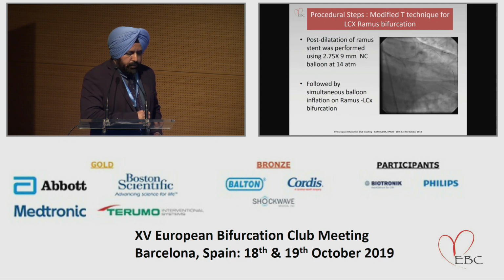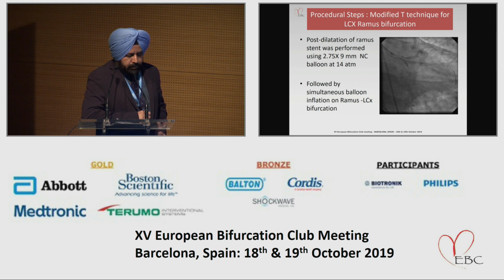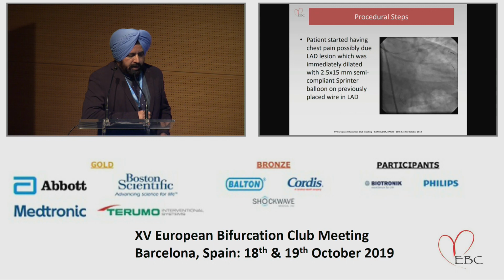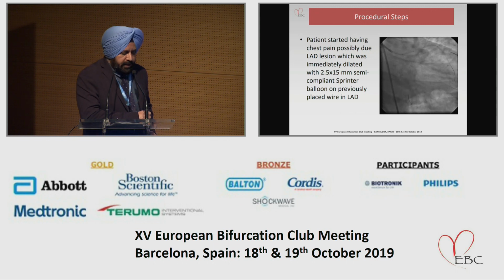After this, it was post-dilated with non-compliant balloon, 2.75 9 millimeters at 14 atmospheres. And this was followed by inflation of the balloon in the LCX also to protect it, and pre-dilated. At this point of time, patient started having chest pain.